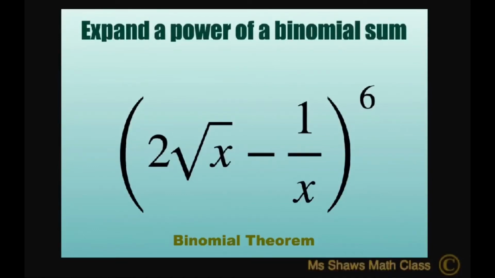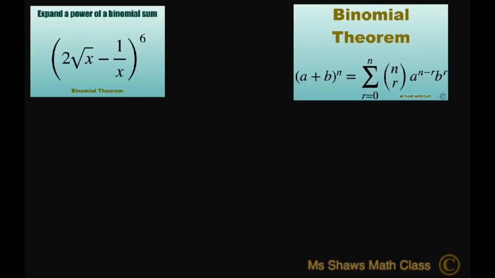Everyone, we're going to expand our binomial of 2 square root of x minus 1 divided by x to the power of 6. Before we start, we're going to use this binomial theorem given here, and let's rewrite this as equal to 2x to the power of 1/2 plus a negative 1 divided by x, and then this is all to the power of 6.